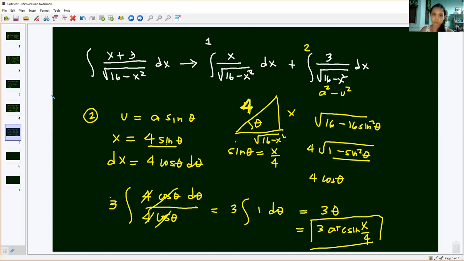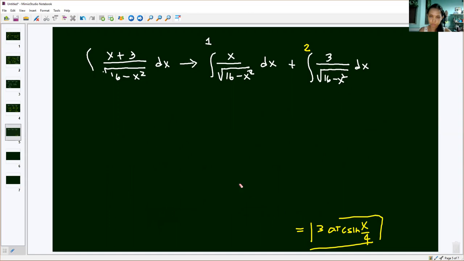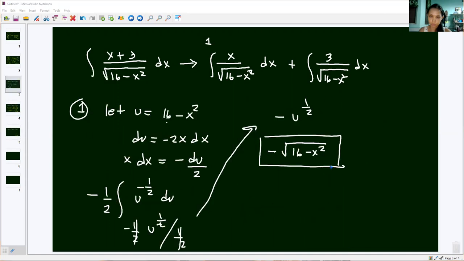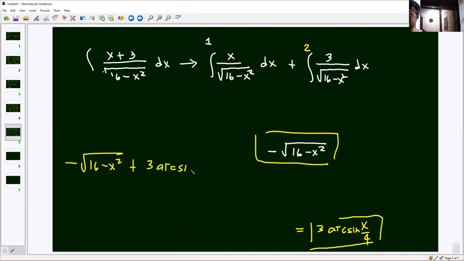So yun lang gagawin natin. Integral 1 is this. This is integral 1. So 1 plus 2 is negative square root 16 minus x squared plus integral 2, 3 arc sine x over 4. And then of course, sa dulo na tayo mag-plus c, di ba Robby? O yan.